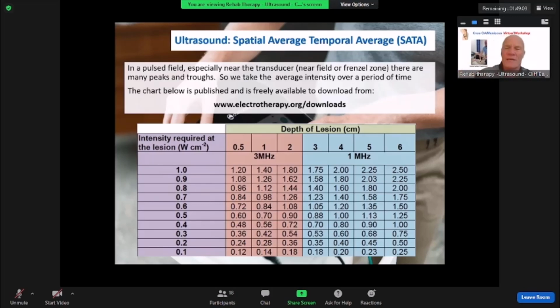So 3 megahertz is for less than 2 centimeters depth of penetration. 1 megahertz is for over 2 centimeters, down to about 5 centimeters. Okay, so we can move on.